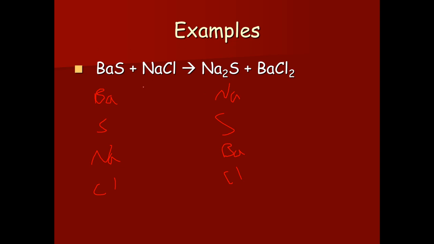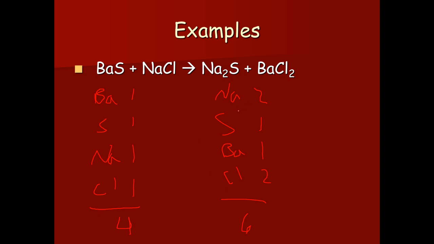Step two, how many do I have? Well, I have one, one, one, and one. And on this side I have two, one, one, two. Ooh, I'm not balanced. Right now I have four. Over here I have six. Something is not right. I need to make it so that everything is balanced. Well, how can I do it?